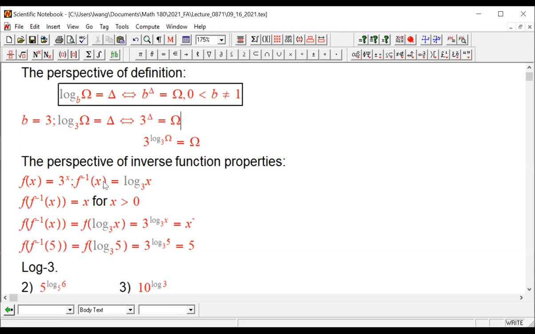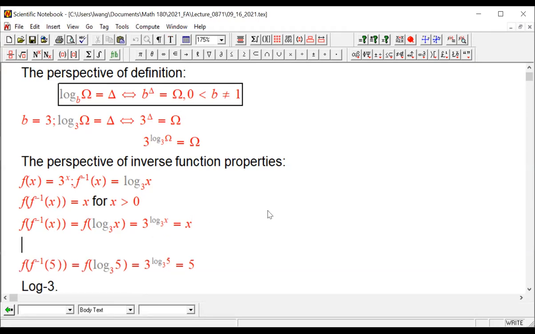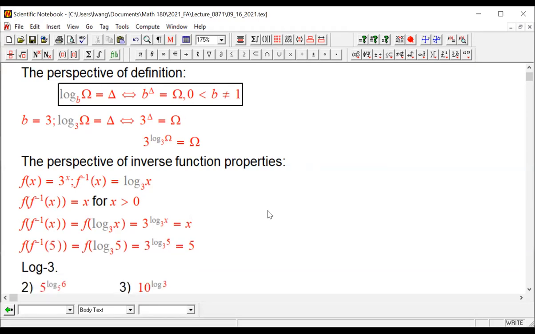And the other perspective is function and its inverse. So you have a function of 5 to the power x, and the other one is log base 5 of x, and the other one is 10 to the power x and common log x. You practice with that. And you do the composition. Okay, you're making your composition.